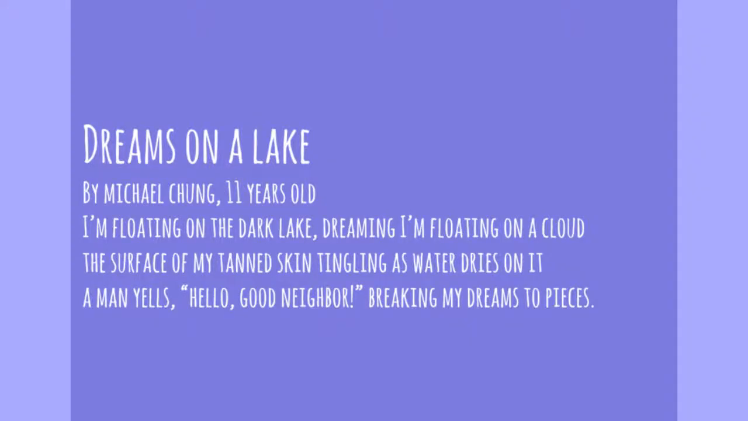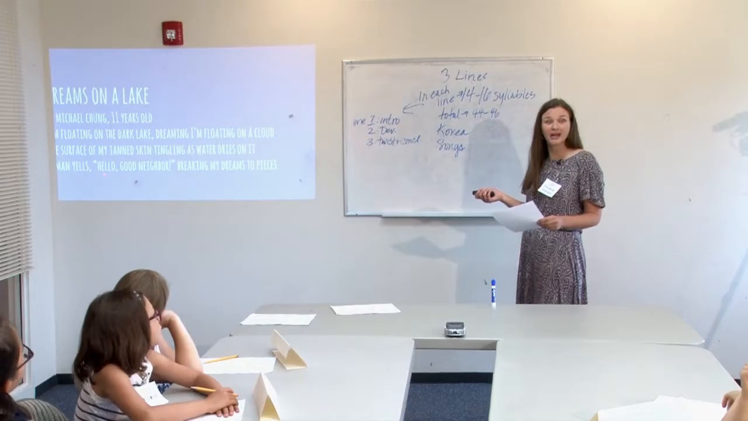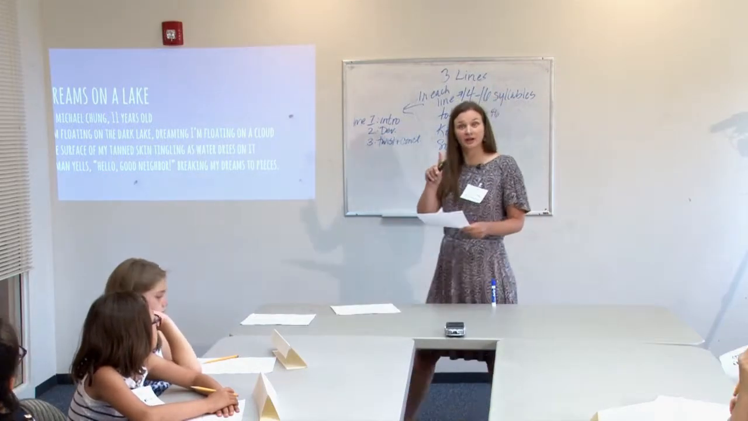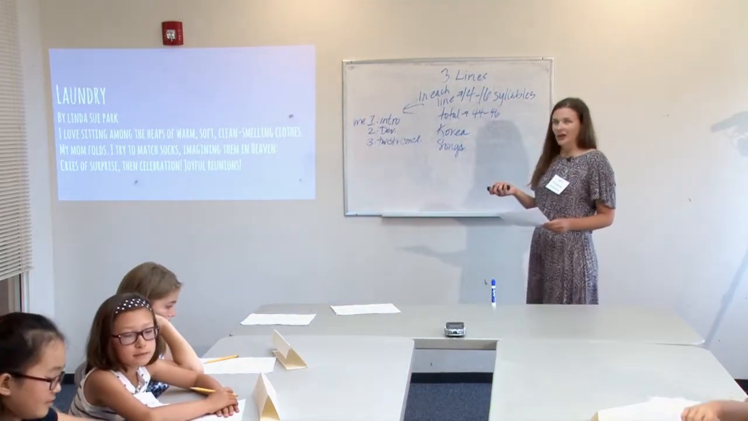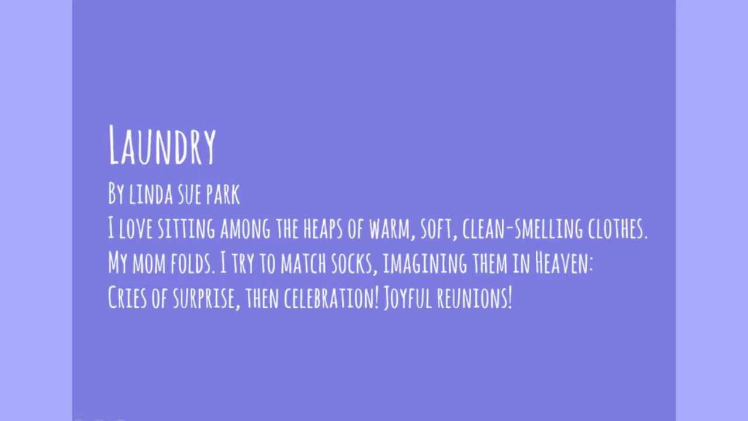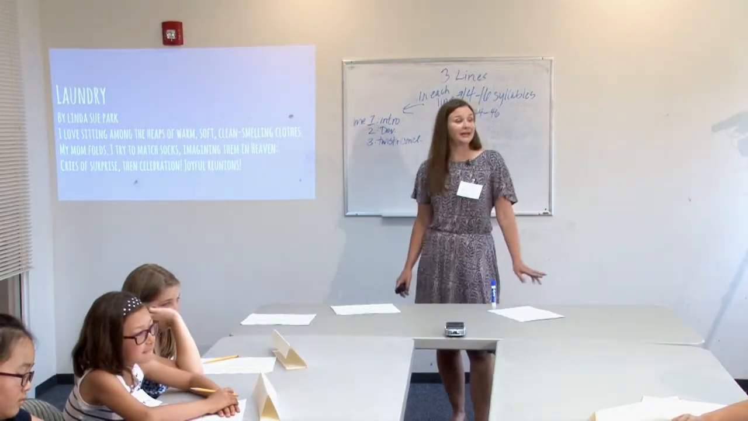Then you're going to decide, who are your characters? If we're looking at this Michael example, the characters are him and his good neighbor, right? So maybe you'll have one character, maybe you'll have multiple characters. In the laundry example, we had mom as a character, and we also had Linda, the author. Yeah, Patrick, what are you thinking? What if you have characters, but you don't know their name? Totally fine. You do not need to name them.